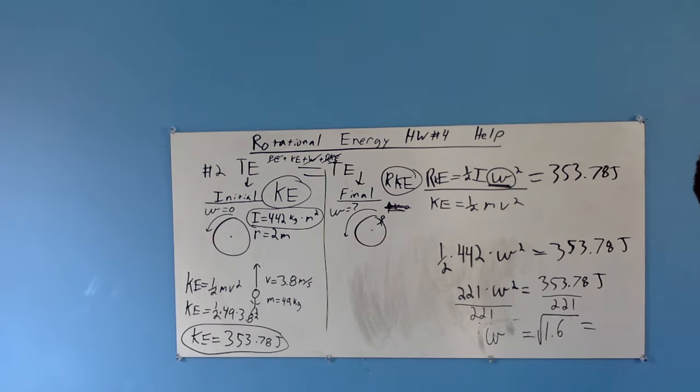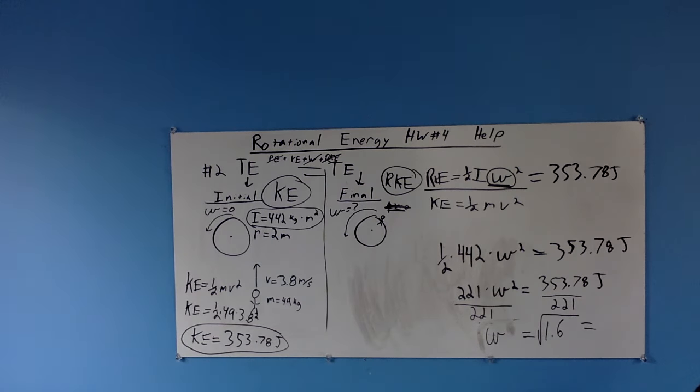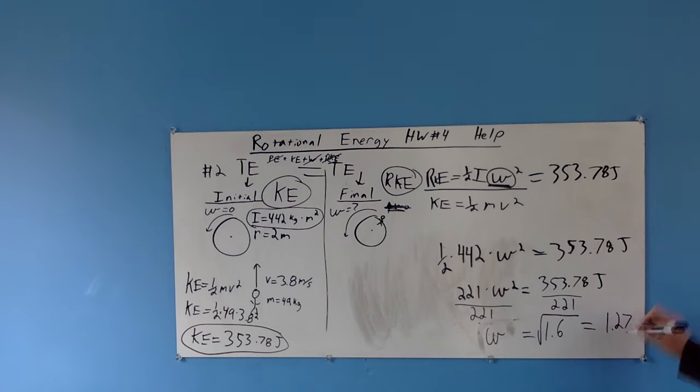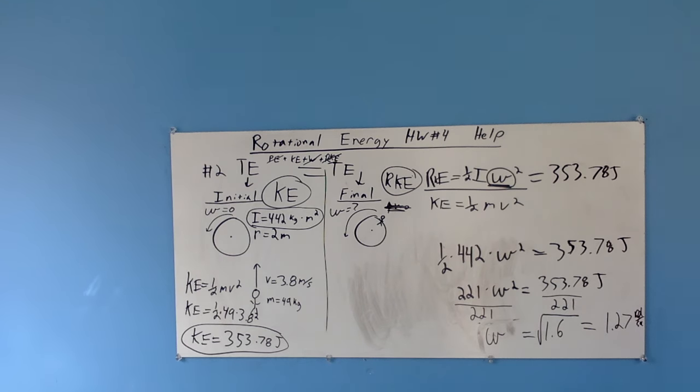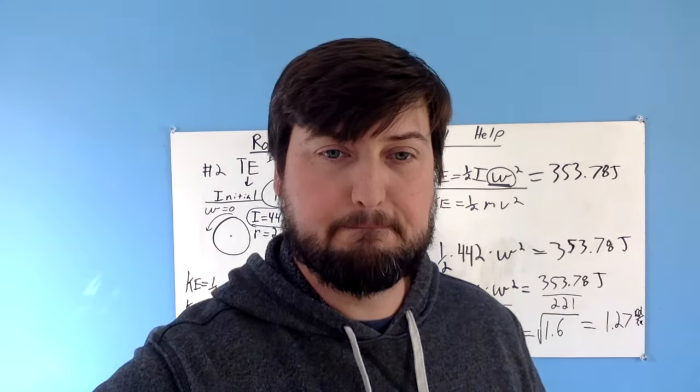If you want to know that value, it is, drum roll, 1.27. So that'll get us 1.27 radians per second as our omega. So that gets you the first problem. I'm going to stop this video and then I'll put number 10 on the next one.